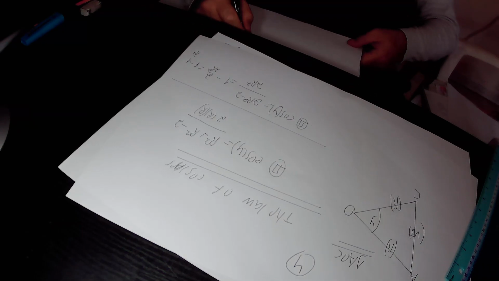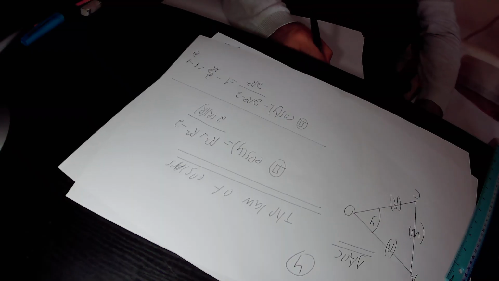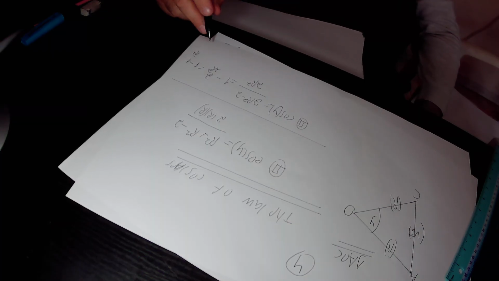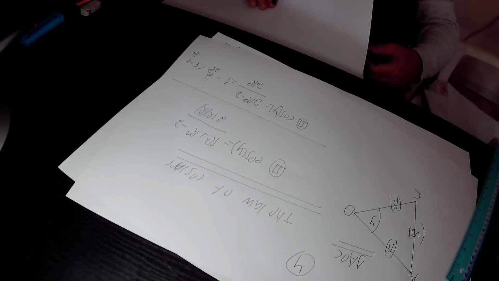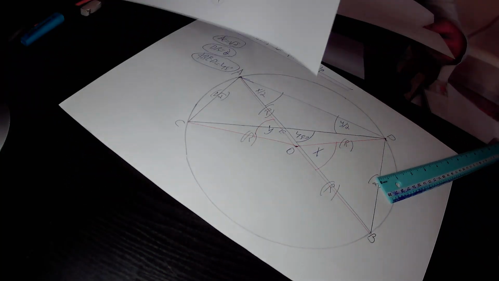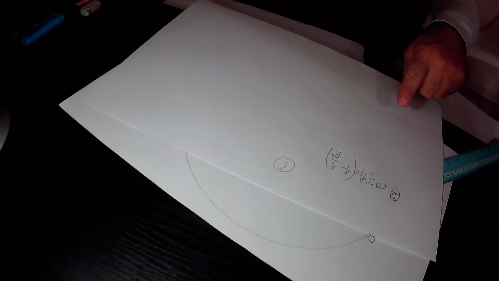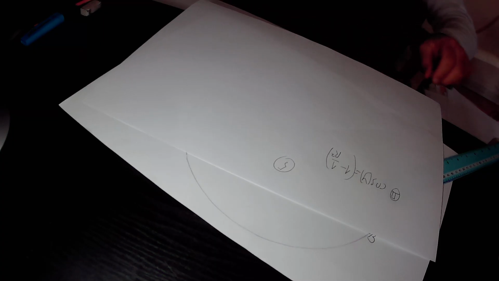So in conclusion, we found that according to equation 2, cosine y equals 1 minus 1 over R squared. Again, this is equation 2: cosine y equals 1 minus 1 over R squared.